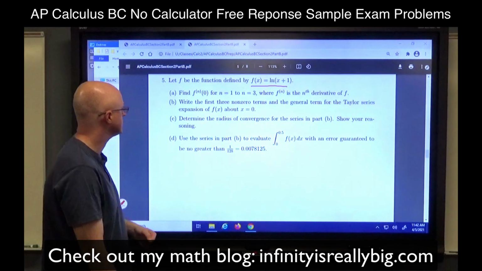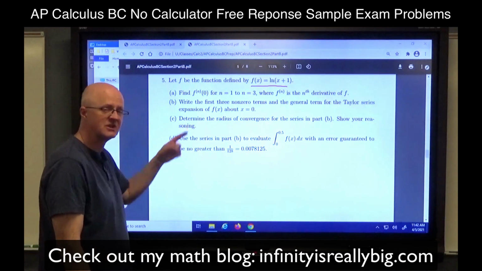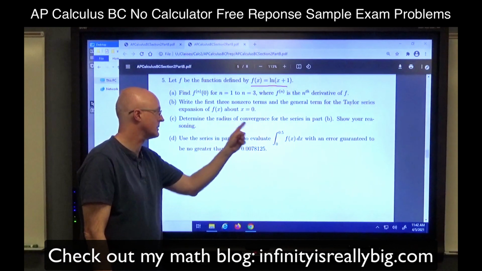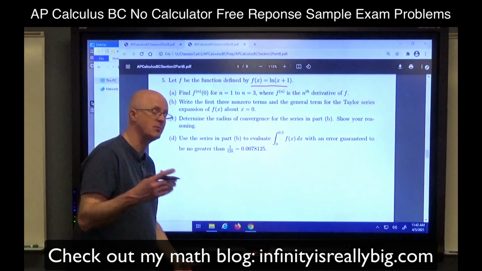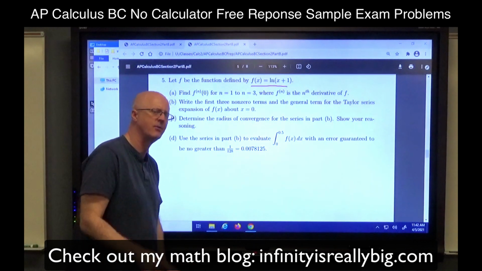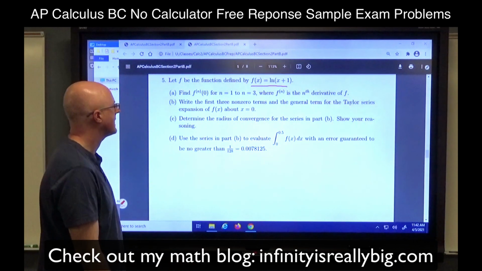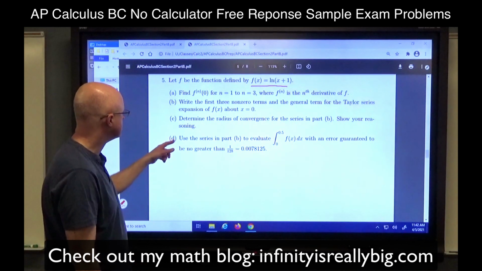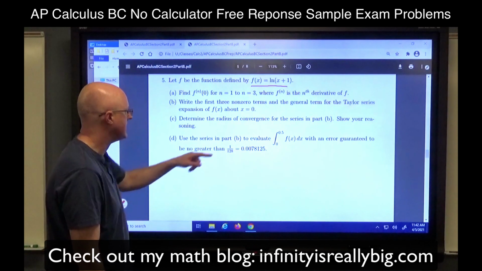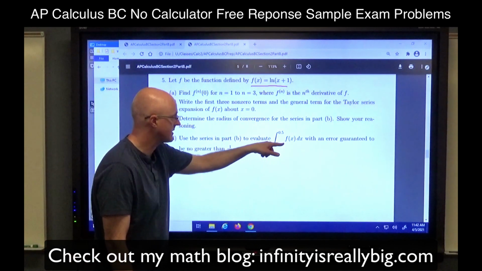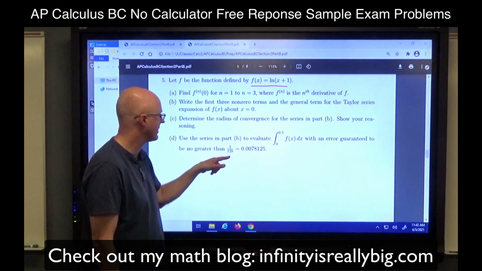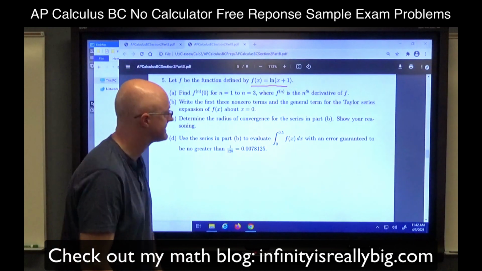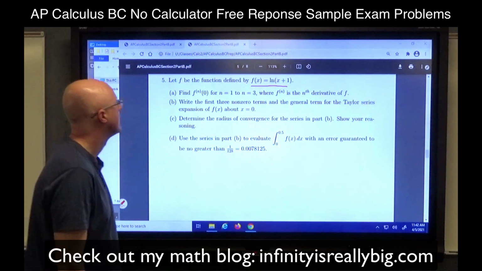Also could call that a Maclaurin series. Part C, just like before, we'll have to use the ratio test to determine the interval of convergence, which will help us find the radius of convergence. That's at least one way to do it. There actually is a direct formula for the radius itself, but I'll talk about thinking about the interval first. Show your reasoning, then part D, use the series in part B to evaluate this integral with an error guaranteed to be less than 1 over 128. Yikes, how in the world are we going to do that without a calculator? Well, we will see that it can be done without a calculator.